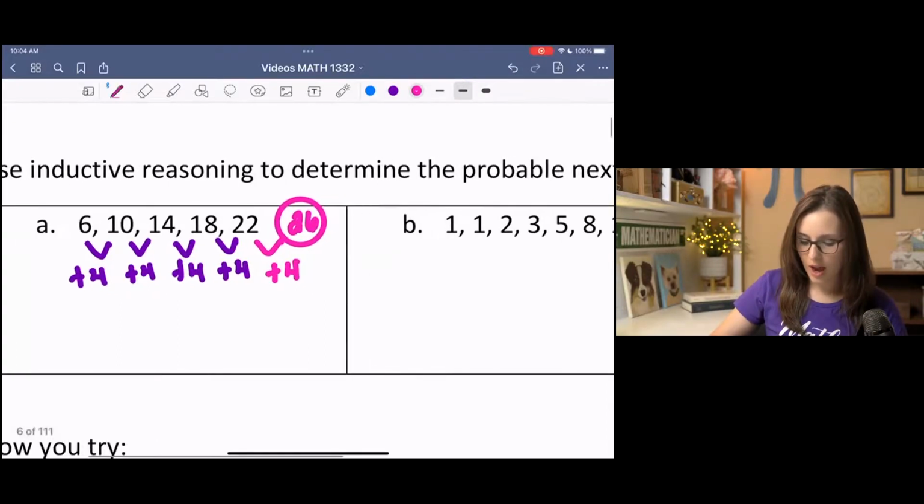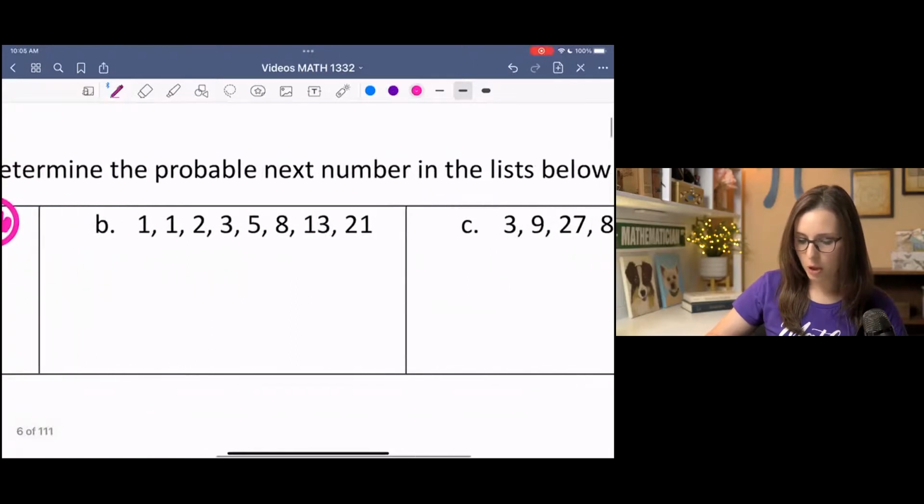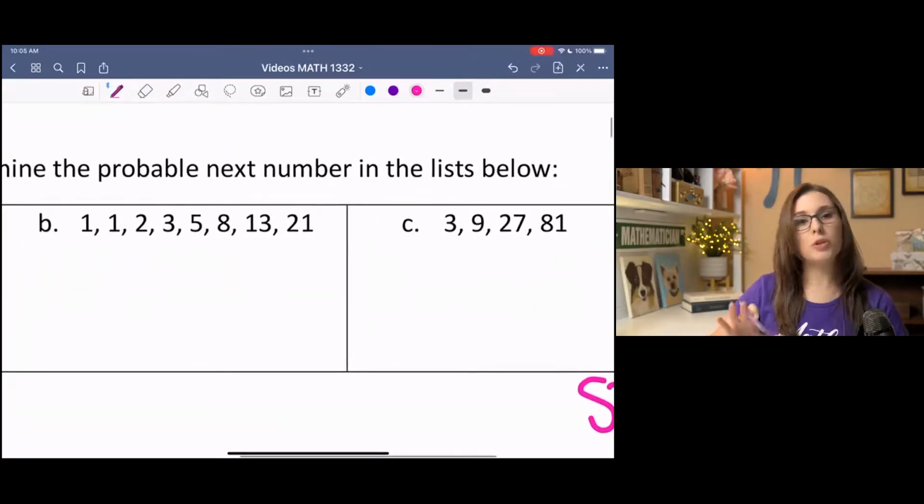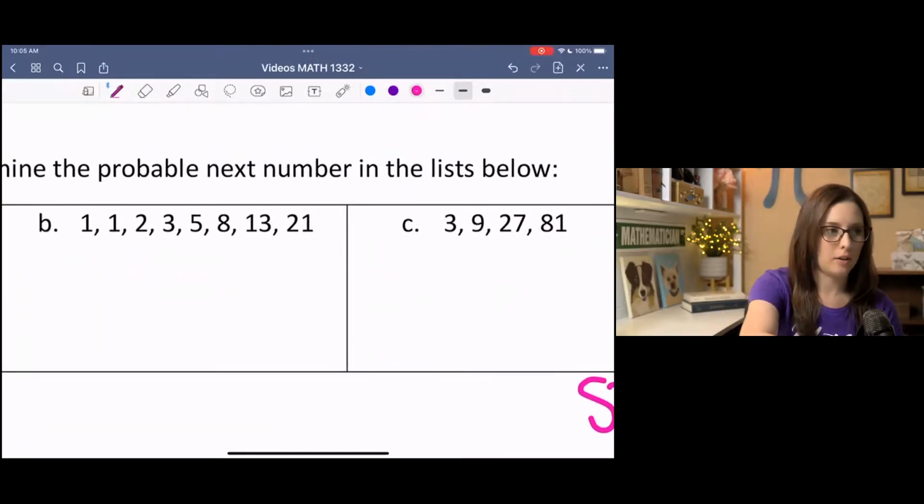So use that to help you do these last two examples. Pause the video, try them, and come back.